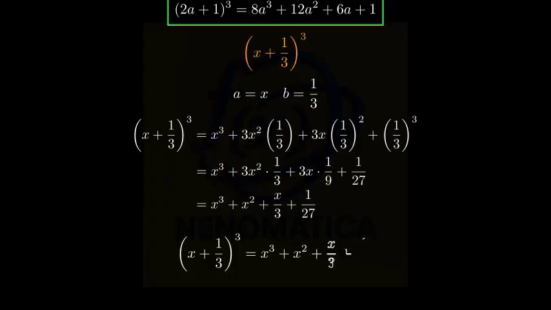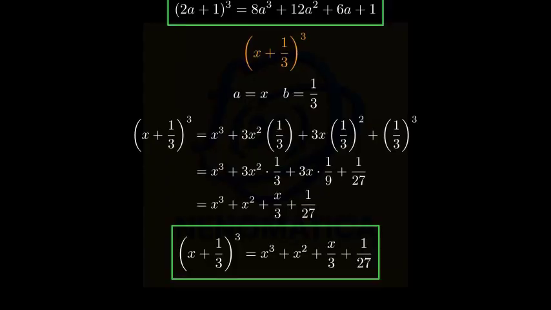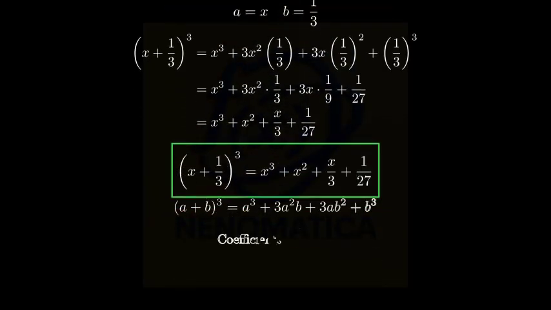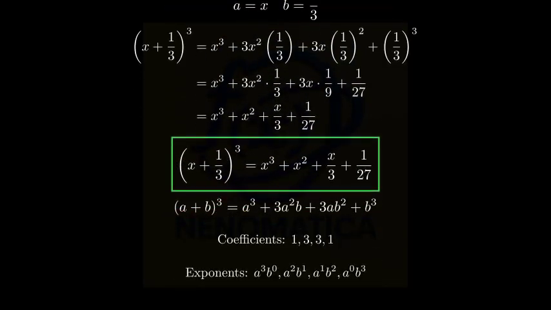So, our final expansion is x cubed plus x squared plus x over 3 plus 1 over 27. Let's summarize what we've learned. The binomial expansion for (a plus b) cubed follows the pattern: a cubed plus 3a squared b plus 3ab squared plus b cubed. Notice the pattern of coefficients.